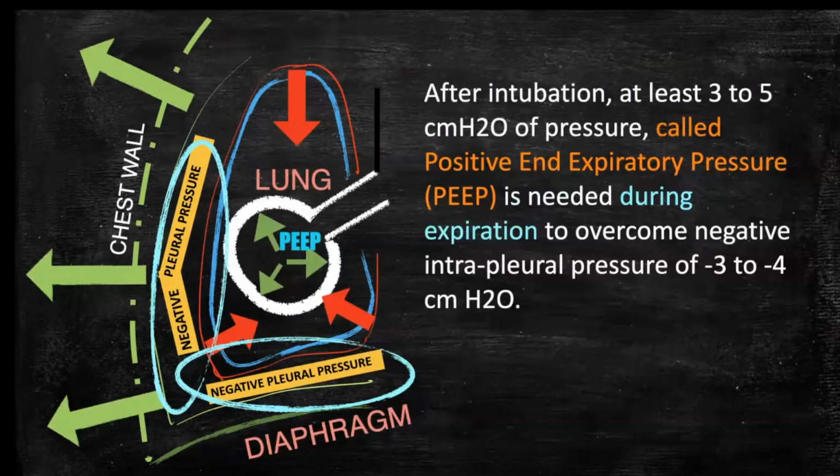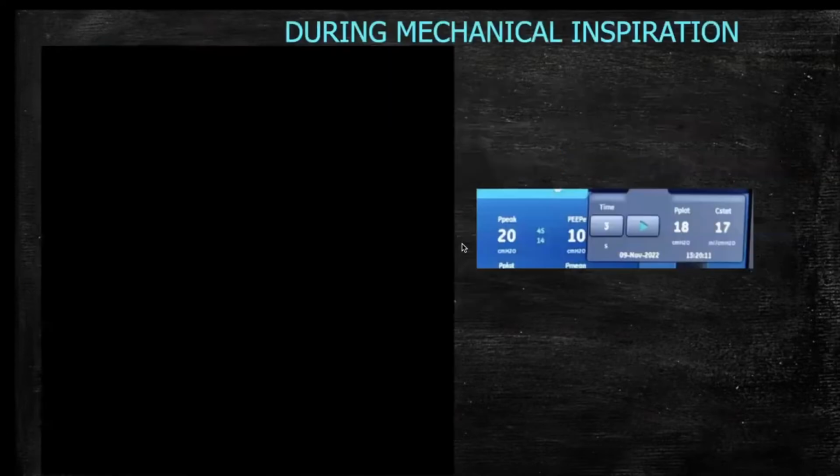And after intubation, we need to apply a pressure of around 3 to 5 centimeters of water during expiration, which we call positive end expiratory pressure, to overcome this negative intrapleural pressure of -3 to -4 centimeters of water. Now, on any ventilator, when you look at the ventilator screen, you will have these numbers.